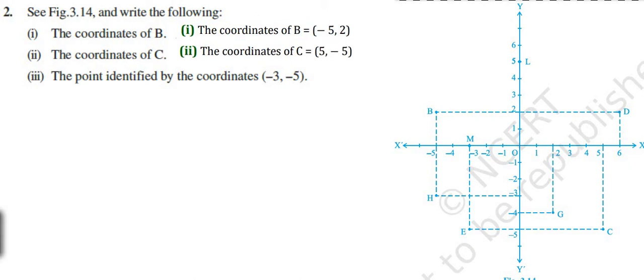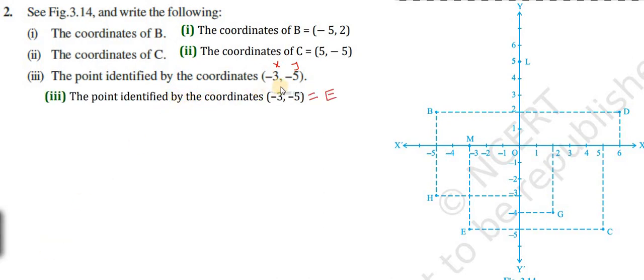Next, the point identified by -3 comma -5. First, where is it? First is x-axis. We know that always the first term is x and the second is y. Here negative x, in the sense -3. So here -3 and -5. Scroll down, -5. Which point is that? It is nothing but point E. So the point identified by the coordinates -3 comma -5 is E.